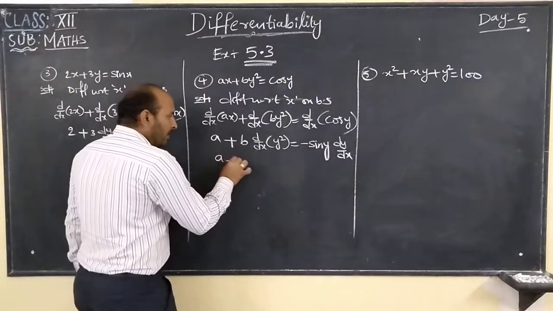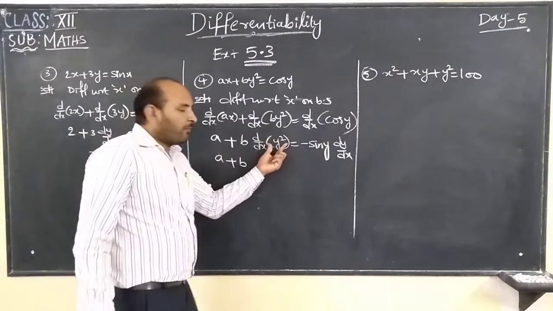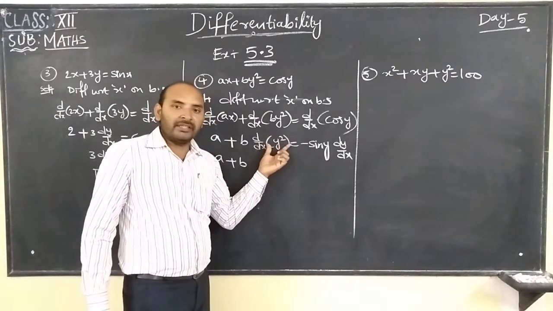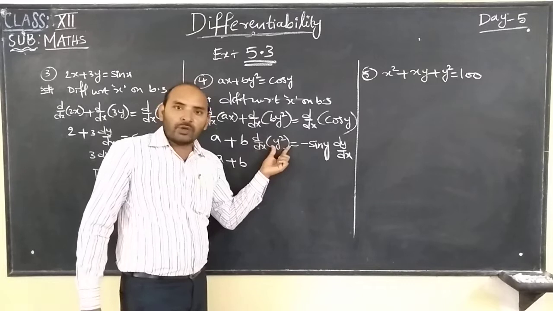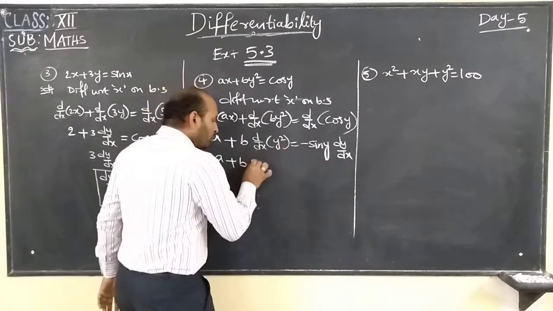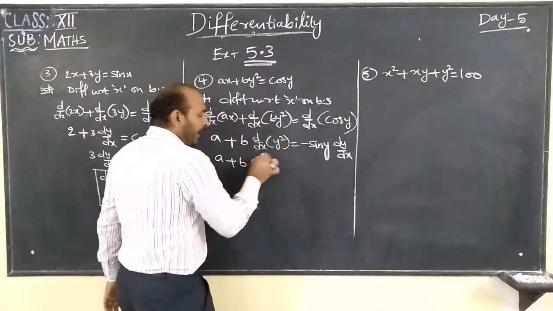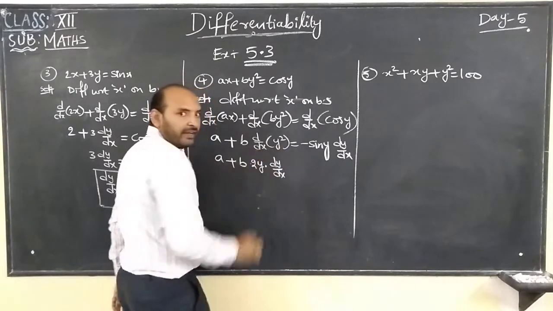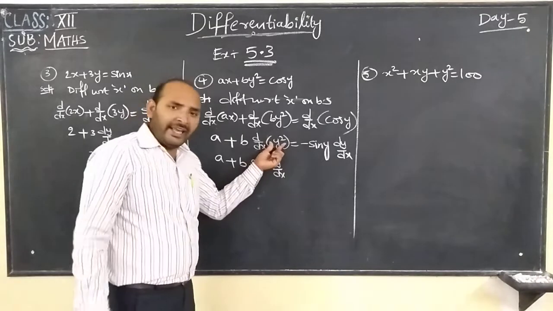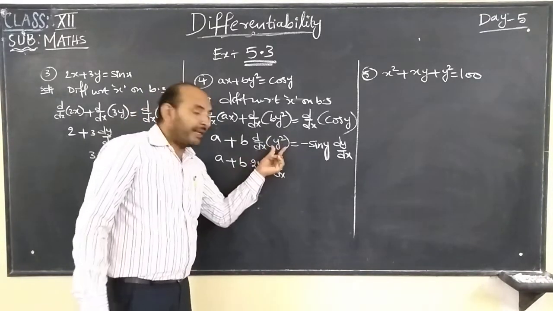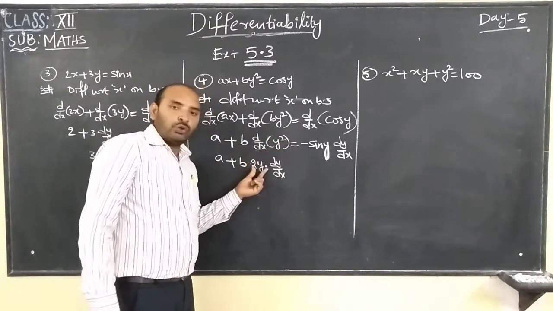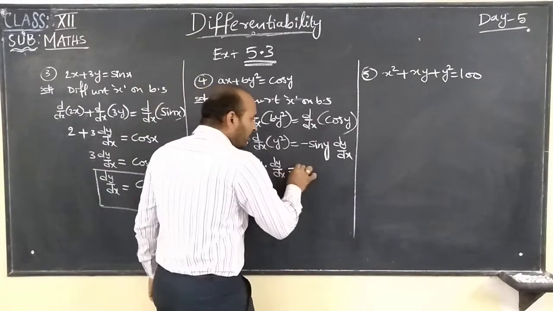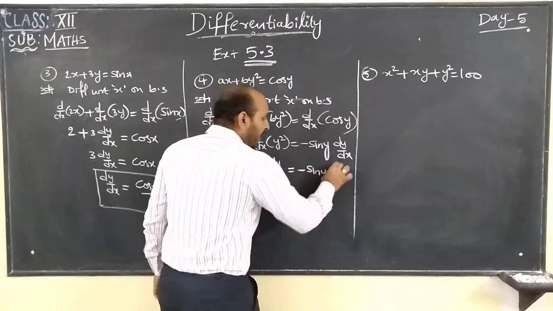So a plus b into, it is in the form of the derivative of x square. The derivative of x square means 2x. The derivative of y square is 2y, so 2y into the inner function dy by dx, because the variables are different. If it is only x square, you just write 2x. But here y square gives 2y into the inner function dy by dx, which is equal to minus sin y into dy by dx.